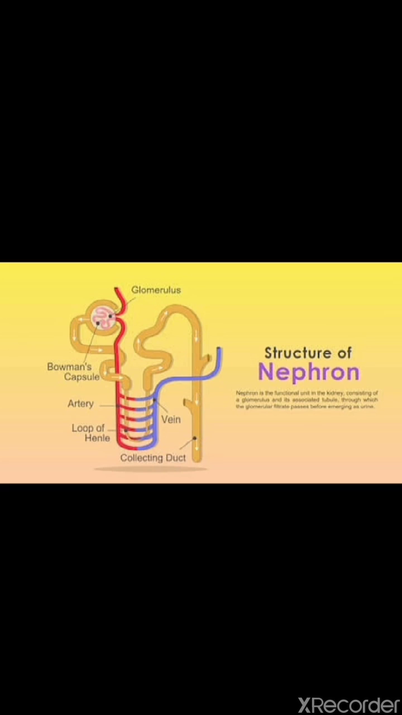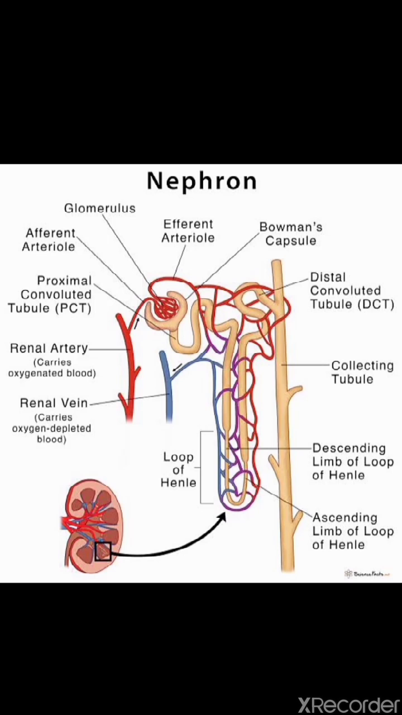Now let's see the anatomical regions of the nephron. Here you can see a cup-like structure.